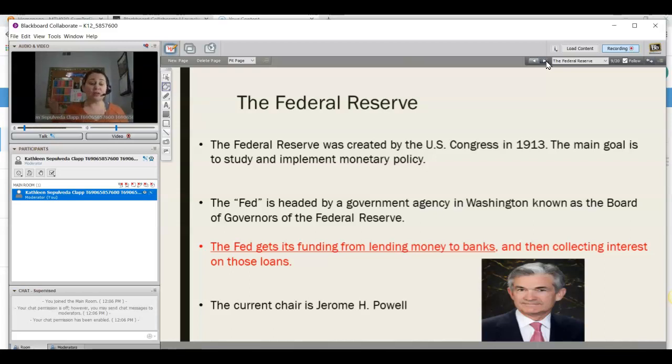You may have heard, especially right now in the news, with a lot of people who are filing for unemployment and losing their jobs, the Fed lowering interest rates and doing some different things. If you haven't, listen closely, because it has been talked about, especially right now in our trying times. The Fed gets its funding from lending money to banks and then collecting interest on those loans.